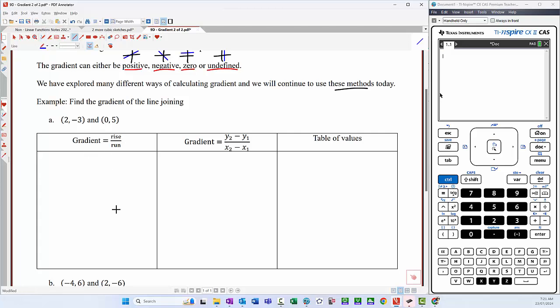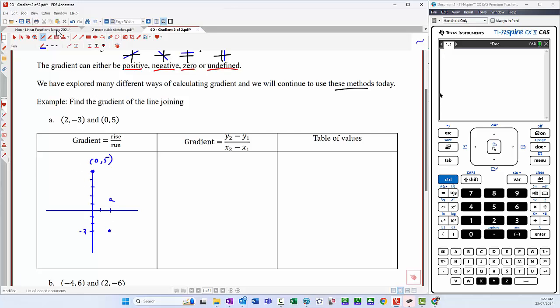Okay, so in this box here, I'm just going to draw a quick Cartesian plane. And not to scale, I'm going to plot these 2 points. So one of the points is 0, 5. Now I'm going to plot this point here, which is 2. So here's 1, here's 2. And -1, -2, -3.